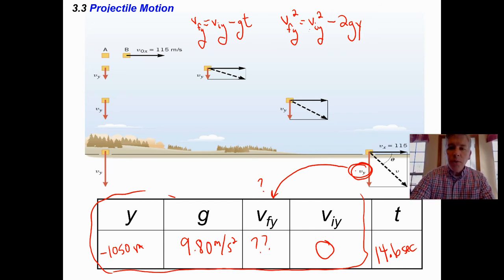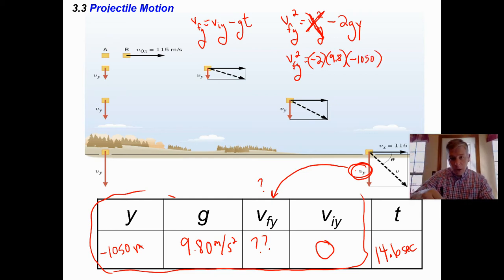Viy is 0, so this part's going to disappear. So really what I'm doing for this Vfy is putting in -2, multiplied by 9.8, multiplied by my y, which was -1,050 meters, negative because it's going downward. I plug that in on my calculator: 1050 times 9.8 times 2 gives me 20,580. Remember, that's Vf squared. So now I need to square root that answer, and I get 143.457.